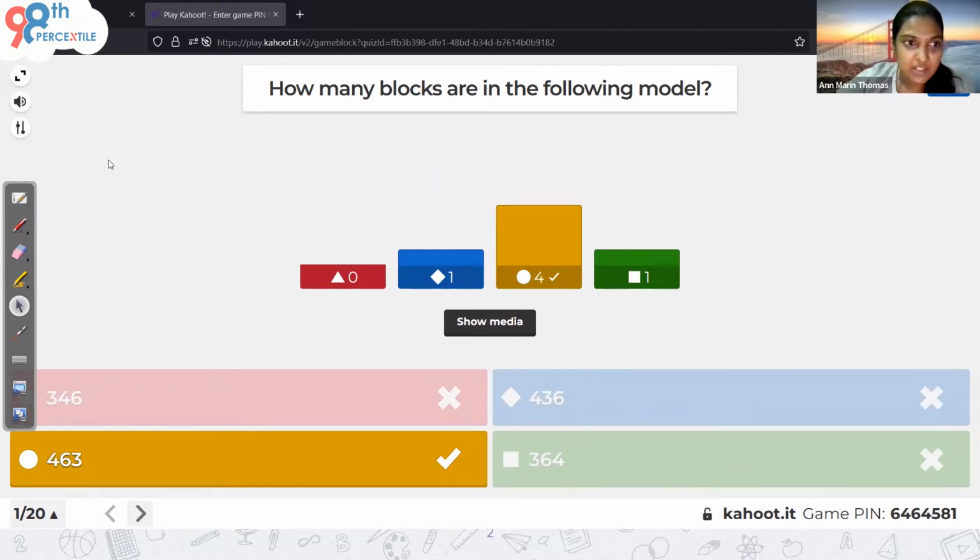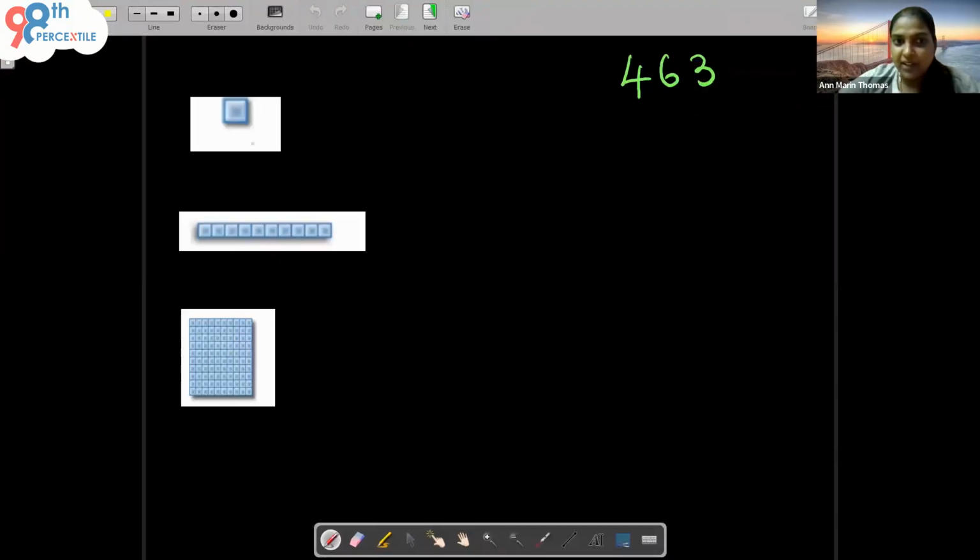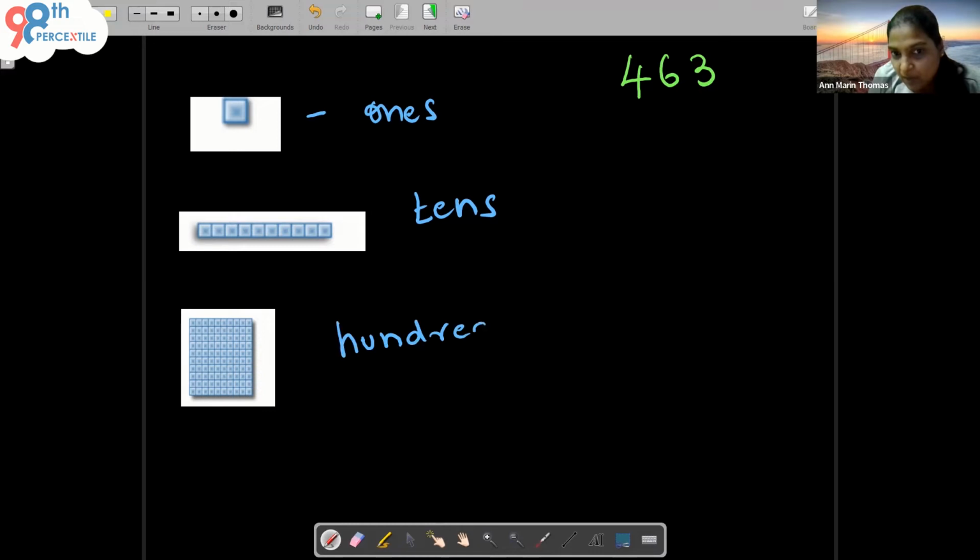Let's check the question here. Now, we had 4 of these and 6 of these and 1. Just a quick recap. This is ones. 10 blocks we have here, so this is tens. And this is overall a 100 block. So we had 4 of these. This single line which we have here is the tens and 1.